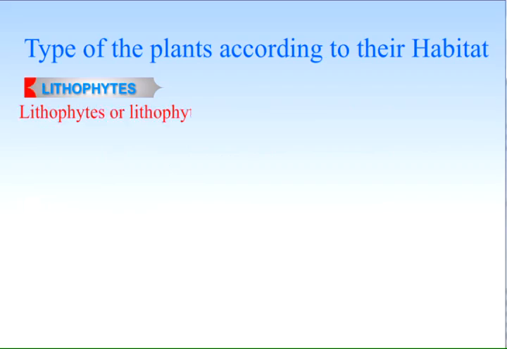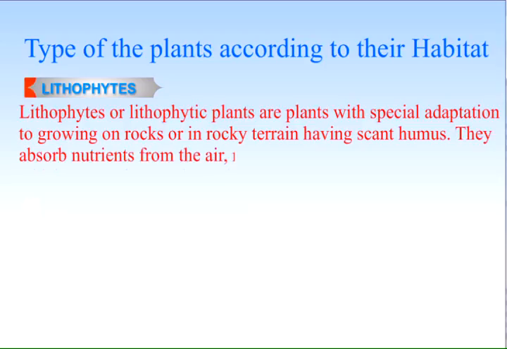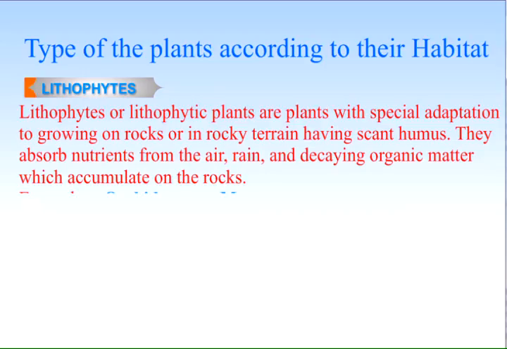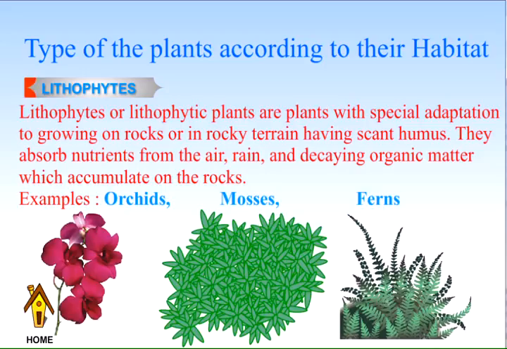Lithophytes. Lithophytes or lithophytic plants are plants with special adaptation to growing on rocks or in rocky terrain having scant humus. They absorb nutrients from the air, rain and decaying organic matter which accumulates on the rocks. Examples: orchids, mosses, ferns, etc.